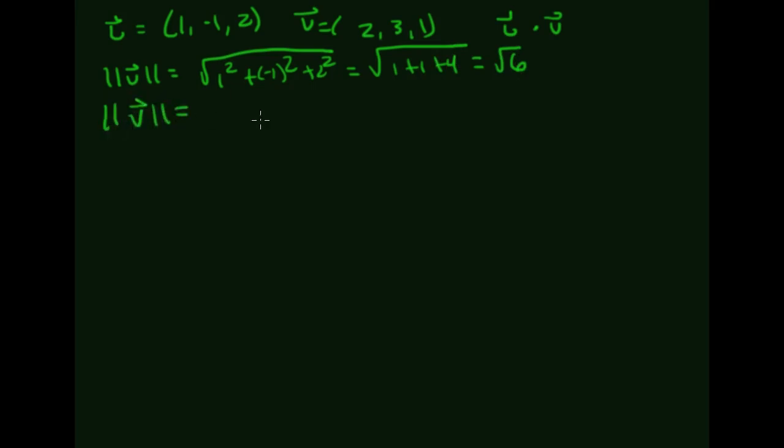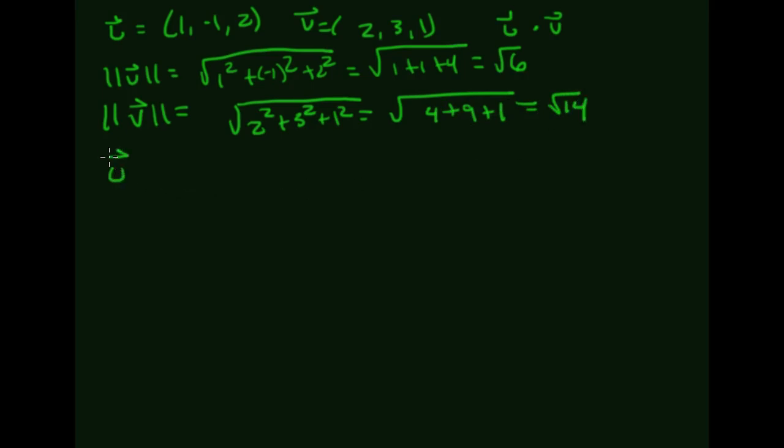The magnitude of v is going to be the square root of 2 squared plus 3 squared plus 1 squared, which is 4 plus 9 plus 1, which is the square root of 14. u dot v is 1 times 2 is 2, -1 times 3 is -3, 2 times 1 is 2, so this is going to be just 1.